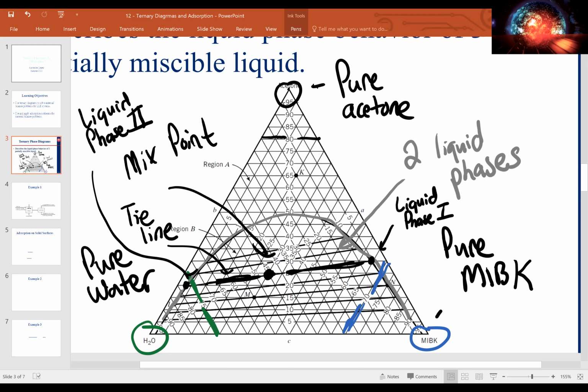And so let's start practicing with this. I'm going to erase this in about 10 seconds, but hopefully this quick rundown of the ternary diagram gives you an idea of how it works and how it can be used. One other thing to note is that in this region A, that's going to be the region where one liquid phase is going to form.